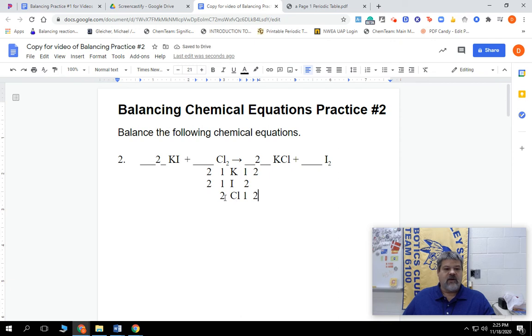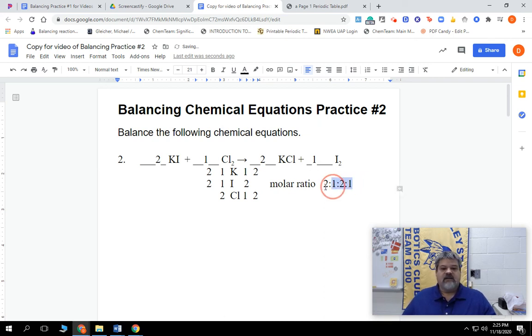Now if I look at my numbers, I have 2 and 2, 2 and 2, 2 and 2. So we're balanced. My molar ratio is going to be 2 to 1 to 2 to 1. So when I put down my molar ratio, I'm going to put my coefficients: 2, 1, 2, 1.